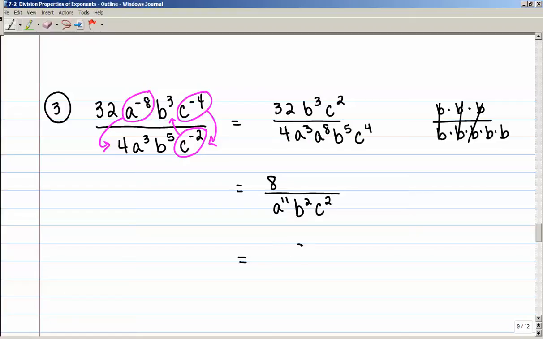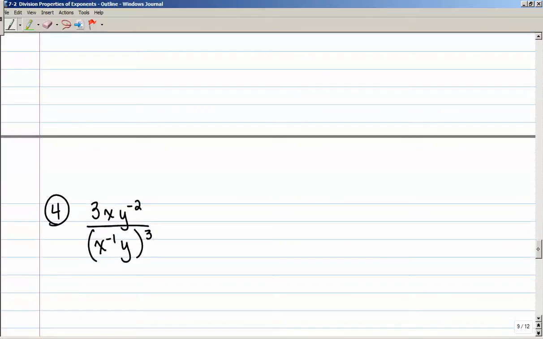That's a little messy. Let's write it more neatly. And that's my final answer. Notice each base appears only once. There's only one a, only one b, and only one c in the problem. And I have no negative exponents, and my fraction, 32/4, has been simplified.